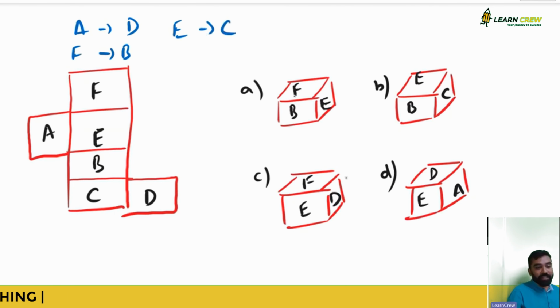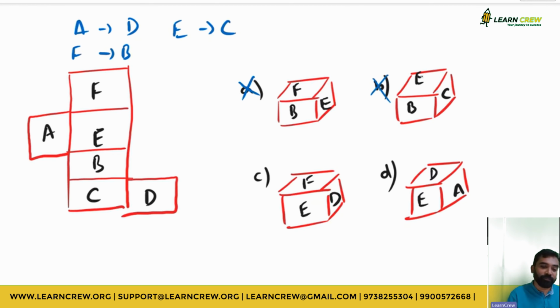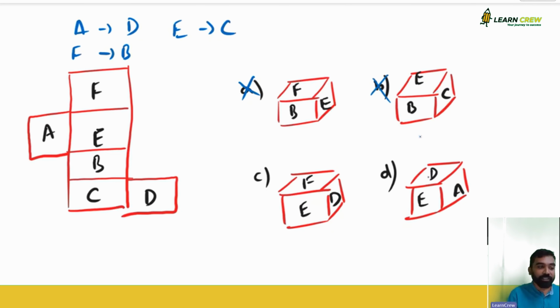Now, option number A: can this be true? F and D are opposite to each other, but they cannot be adjacent. So this is not the option. B: E and C are opposite to each other. Obviously, this cannot be the option. E and C are adjacent here. Let's look into D. A and D are opposite to each other. It can also not be the option. So we are left with C, F and D, D. So obviously these are opposite to each other.